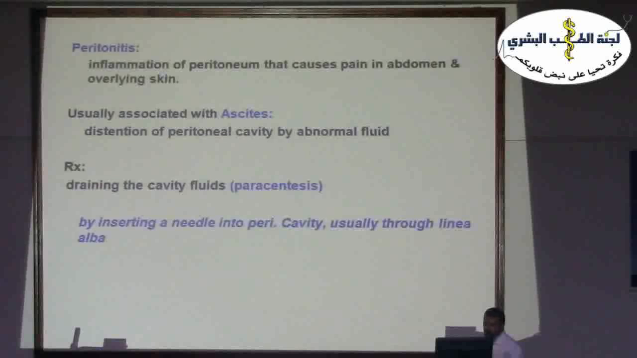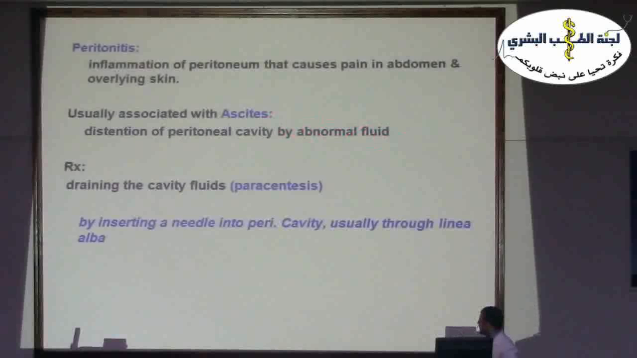A few clinical notes. Peritonitis. What is peritonitis? Inflammation of the peritoneum. If it's there, the fluid in the peritoneal cavity will start to accumulate, okay, much more, and the abdominal cavity will enlarge. So this fluid inside the peritoneal cavity accumulates because of the infection of peritonitis. We will name it ascites. So ascites is when there is a distension in the peritoneal cavity by abnormal fluid. This abnormal fluid will be the ascites, okay?